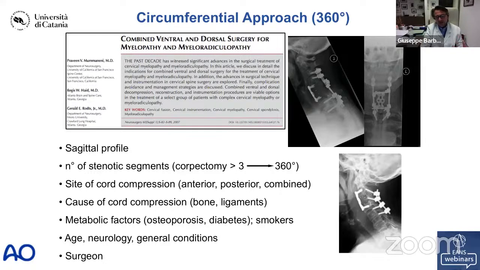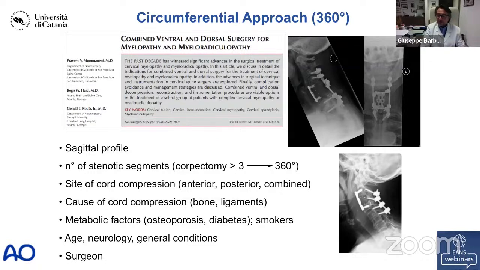And it's a very important paper because it highlights the role of sagittal profile. It tells us that we have to consider the number of stenotic segments. If we are performing more than 3-level corpectomies, then we have to consider a 360-degree approach. We also have to consider the site of cord compression, where the spinal cord is compressed, and by what or by which cause the spinal cord is compressed.